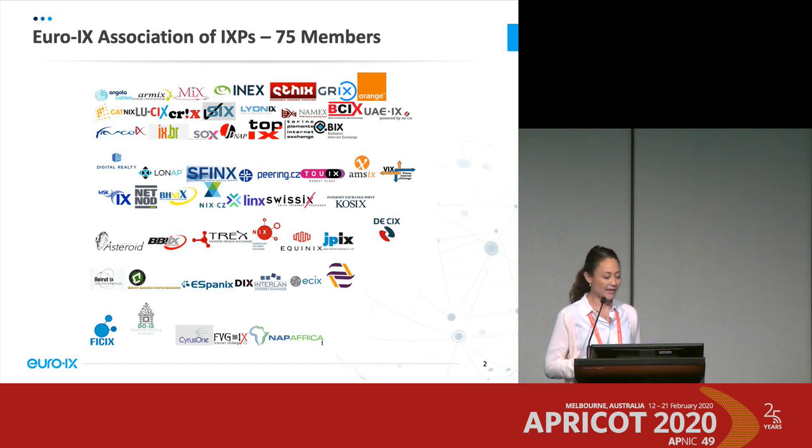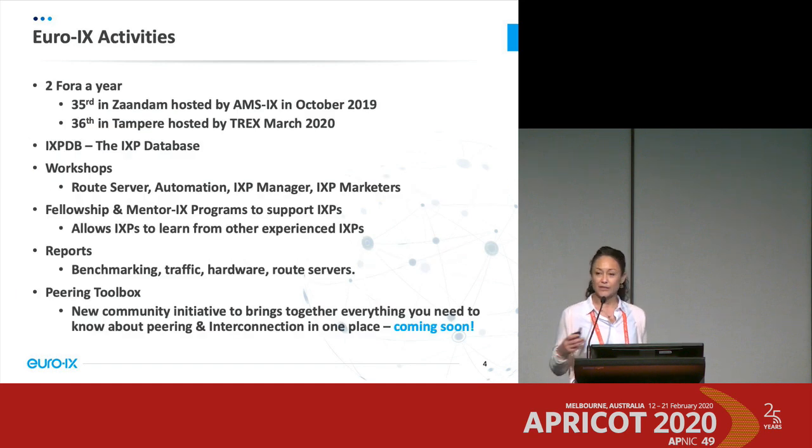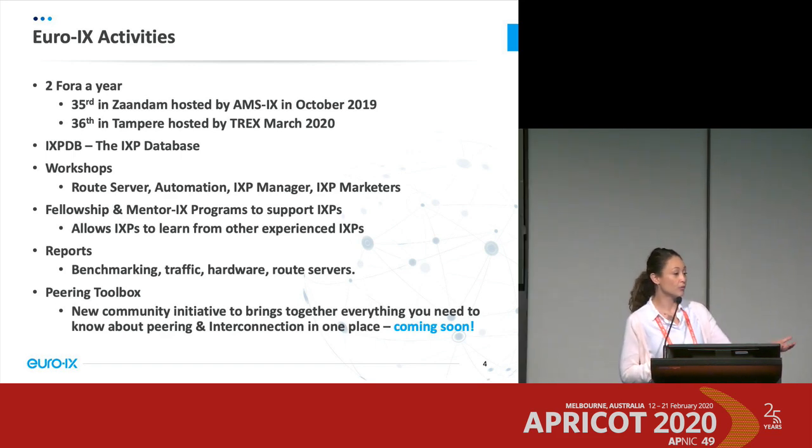URIX is an association of internet exchange points. It has Euro in it because it started in Europe, but in fact it spans broader than Europe. For example, we have several IXP members from this region. It has 75 members, and it also has patrons that support the work of the URIX. What does the URIX do? Most of you know, we have two fora every year. It's really a place where internet exchange points come together and exchange information and experience. We also invite patrons and sometimes customers to share their experience so the IXPs can continue to develop.